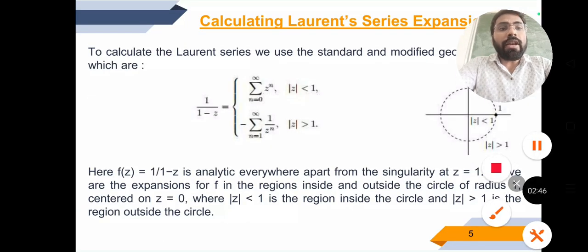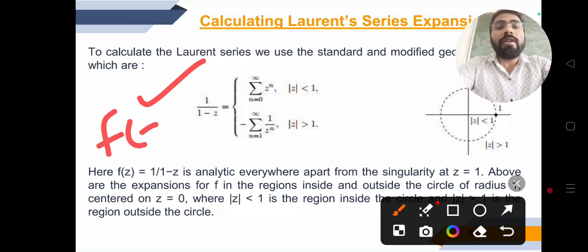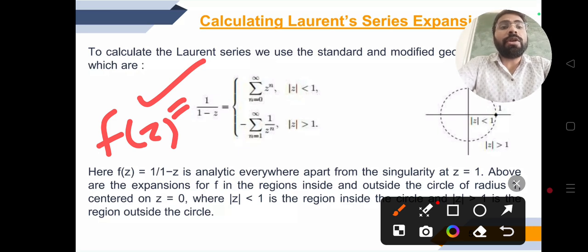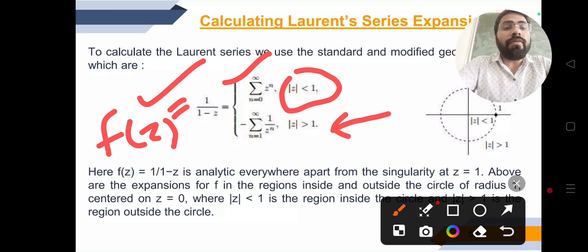Now if we calculate any function's Lorentz series expansion, say we are having the function f of z is equals to 1 upon 1 minus z, and we can expand this function in two ways. Inside the region mod z is less than 1, we can have the expression of the form summation n varies from 0 to infinity z to the power n, that is non-negative powers of z. And outside the region mod z is less than 1, we can expand 1 upon 1 minus z in the form of minus summation 1 upon z to the power n, where n varies from 1 to infinity.